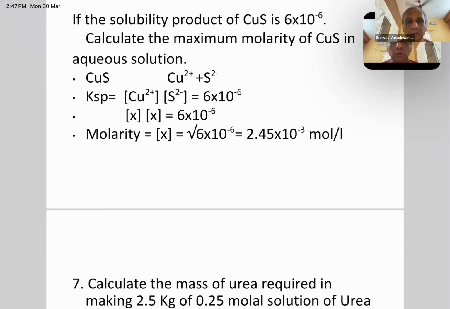CuS gives you Cu2+ and S2-. If we take 1 mole per liter of CuS, let us say it gives you X mole per liter of Cu2+ and X mole per liter of S2-. So Ksp equal to concentration of Cu2+ and concentration of S2-, which is X into X square, which is equal to 6 into 10 power minus 6. So by taking square root, X equal to 2.45 into 10 power minus 3 mole per liter. That's the answer for the numerical taken.